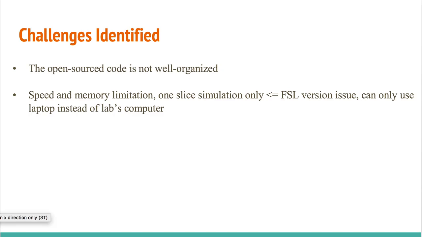So in this project, the main challenges are due to the open-source code, which is not well organized, so it took me quite a while to find the corresponding sections in the paper. And second, because the code I used is dependent on the FSL version, and because of some issue, I can only use my laptop instead of my lab's computer, so the memory is limited. So I can only simulate one slice in this case. With more resources, we can simulate the whole brain image, which can help us better understand how motion impacts the image quality.